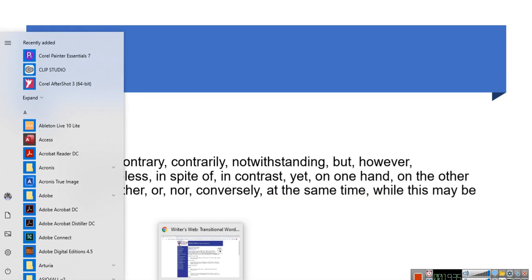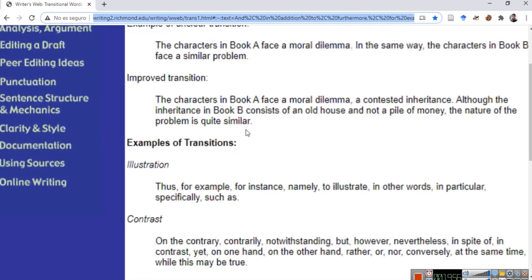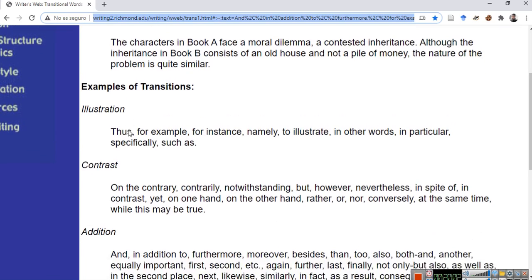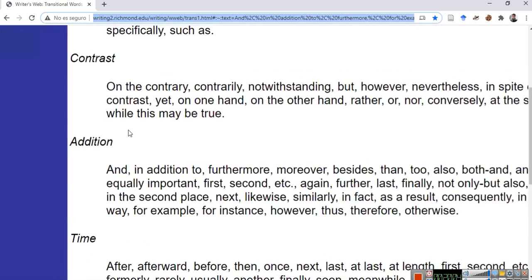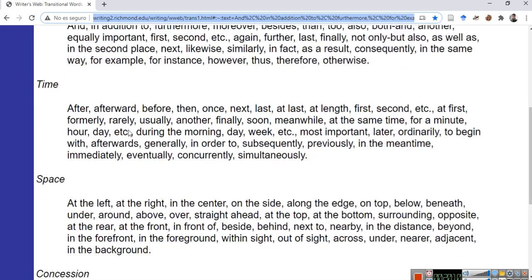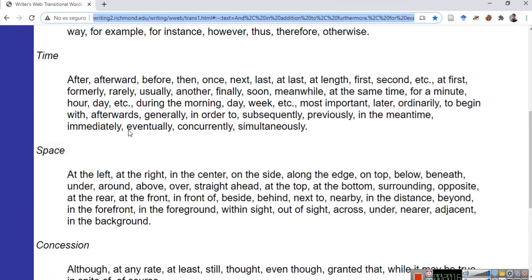I personally use this website. Whenever I have to write an essay, I know I have to use lots of transitional words, because that's going to help me, as you guys said, make my writing more clear. I'm going to talk more, I'm going to use more information, and I'm going to be more organized. In the case of transitional words, we have illustration, contrast, addition, time, place, concession, comparison, emphasis. There are millions of them.